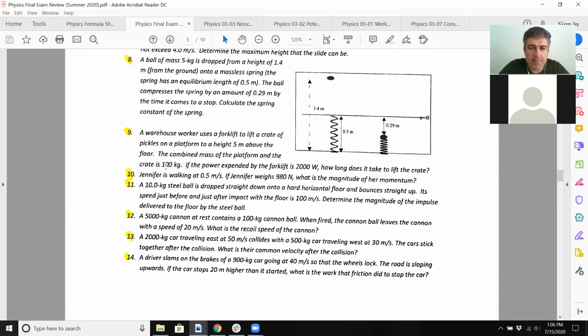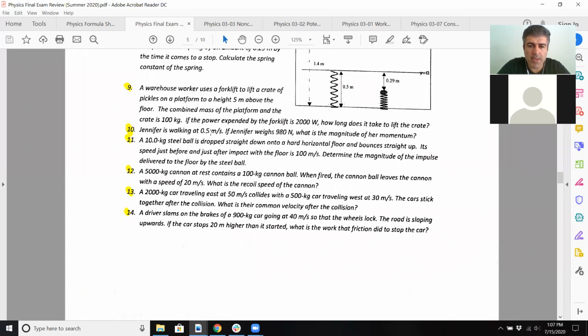But you do have the mass. You should be able to get the weight. And then you also have the distance. You should be able to choose energy actually. So you should be able to do mgh to get the energy and then divide by time equals the power. Then for the next one, pretend Jennifer's walking at that speed and just weighs that much. From her weight, you should be able to get her mass and multiply by the velocity to get the momentum.